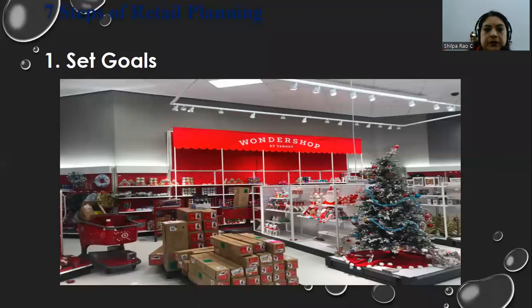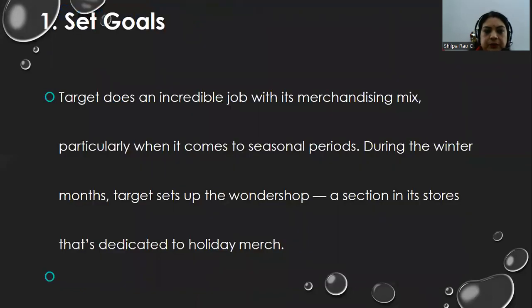Now we are going to see what are the 7 steps which are involved in retail planning. The first and foremost is set goals. So the first step under retail planning is we need to set an objective or set the goals. Here Target does an incredible job with the merchandising mix, particularly when it comes to the seasonal period. During the winter months, Target sets up the Wonder Shop, a section in its store that is dedicated to the holiday months.